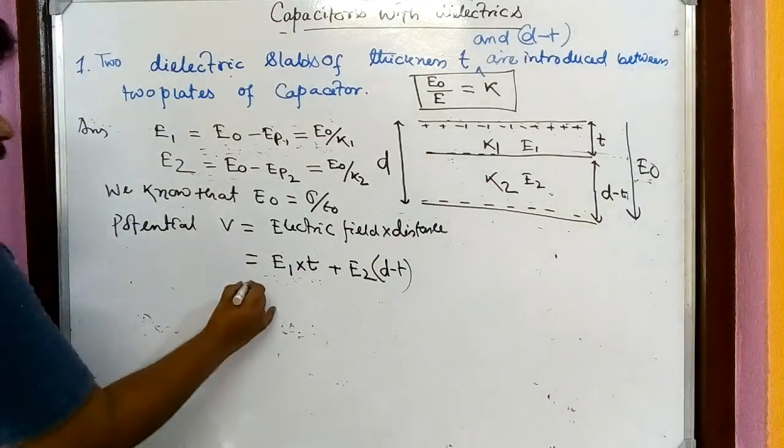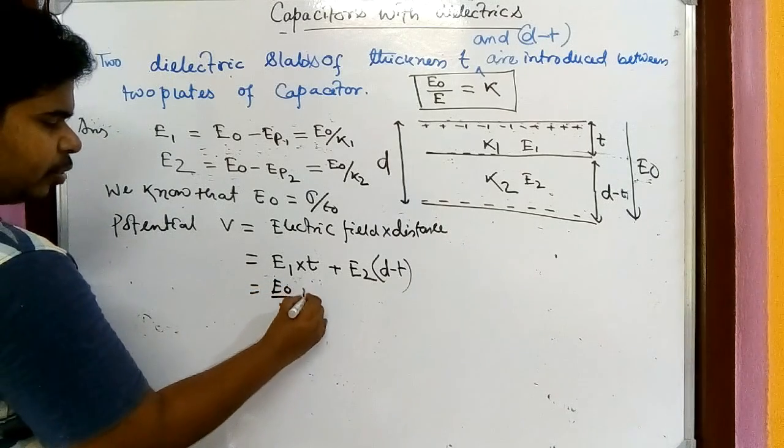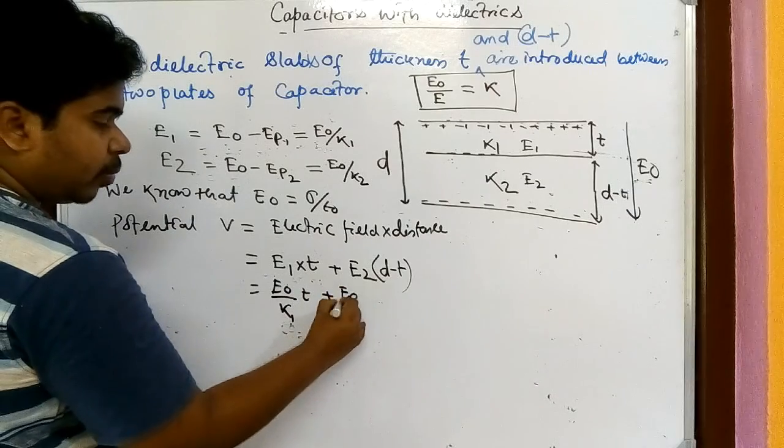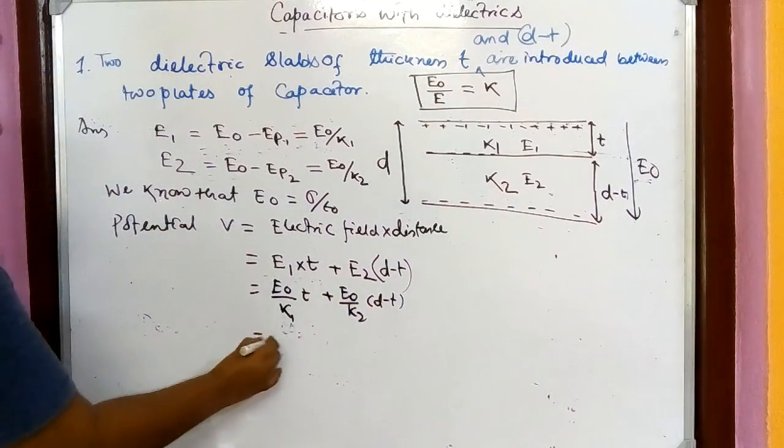Now, V equals E naught by K1 into T plus E naught by K2 into D minus T. E naught by K1.